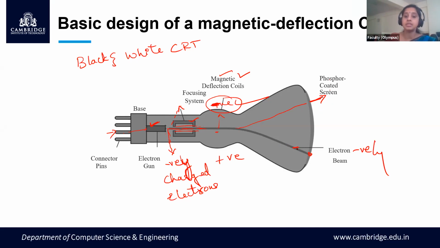So when the electrons fall on the phosphor coated screen, the energy or kinetic energy is released and the light will be produced there.